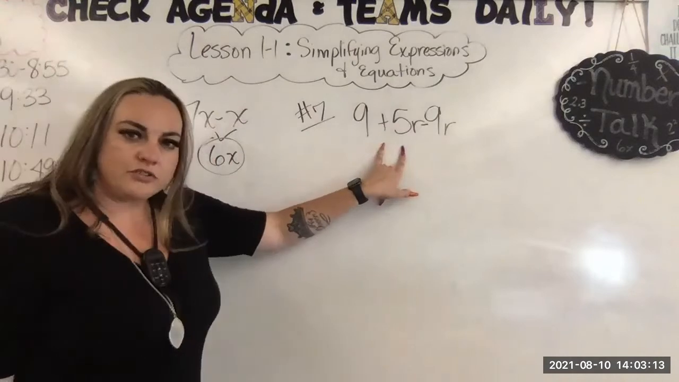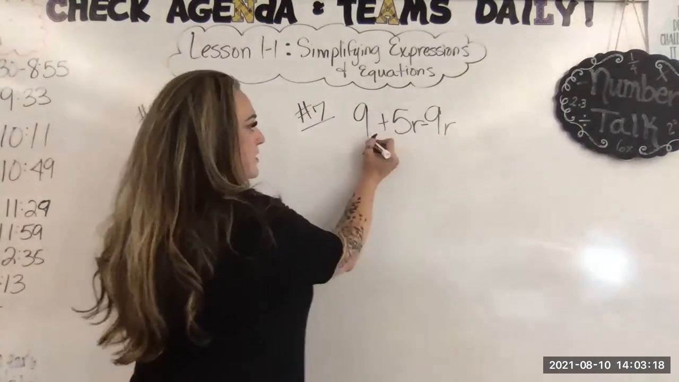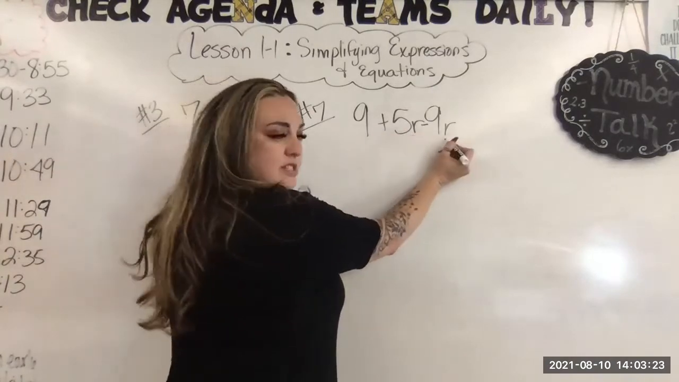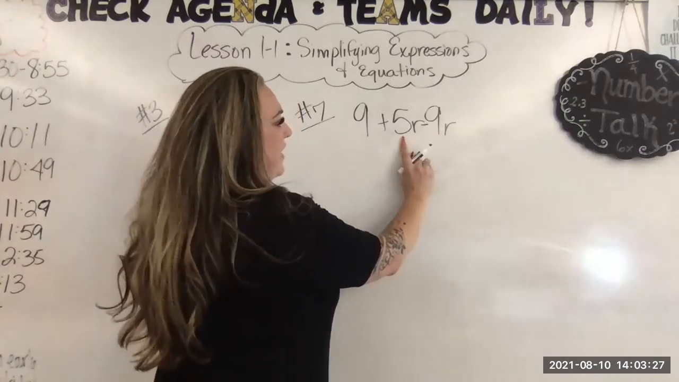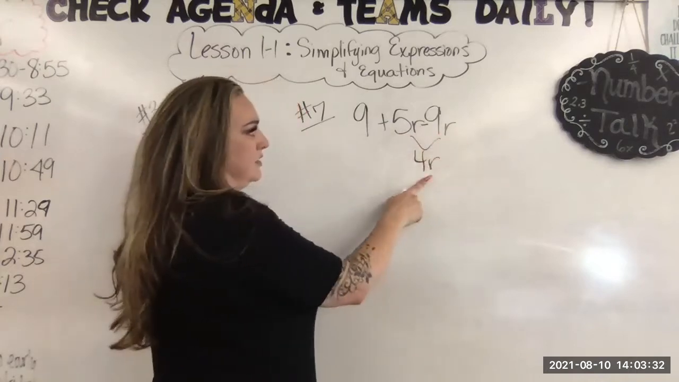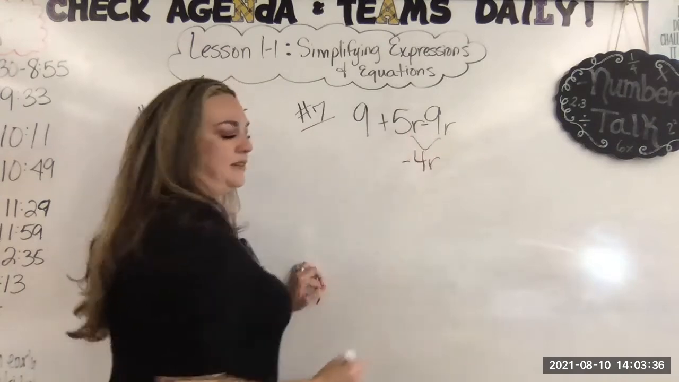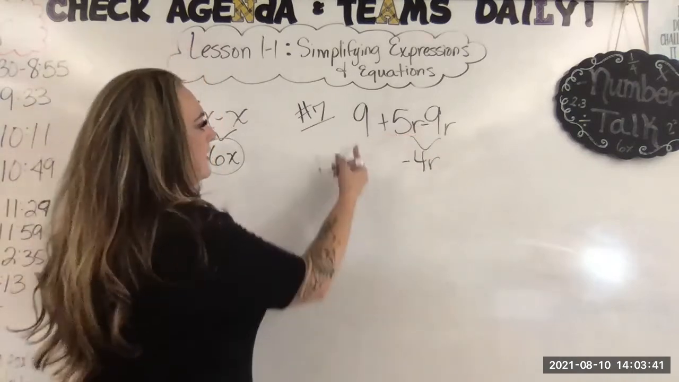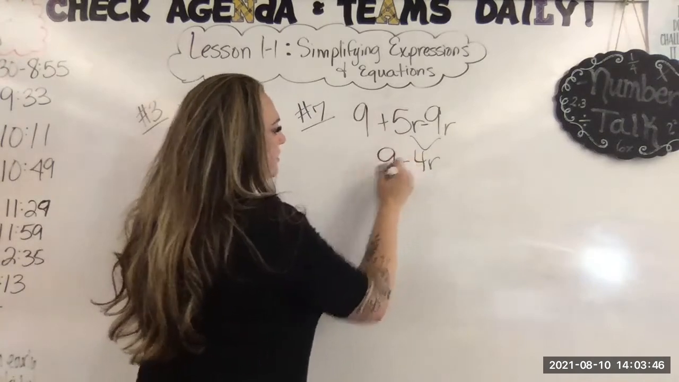Now, remember, we need to look for like terms. Not everything can be combined, okay? This term is a constant. It doesn't have a variable. This has a variable r, and so does this one, so these can be combined together. If we do 5 minus 9, we get 4r. They both have the r attached still. But it's a negative, right? Because it's 5 minus 9, that's -4. This doesn't have any other terms to combine with, so we just bring that down.